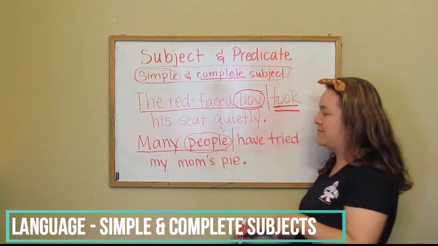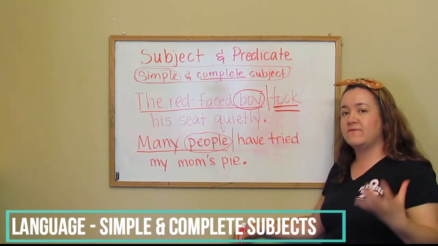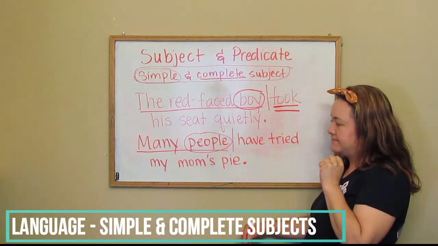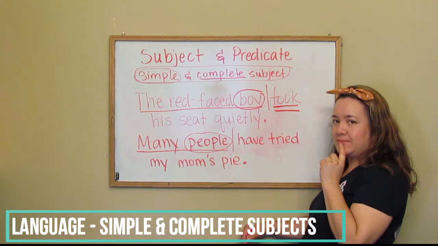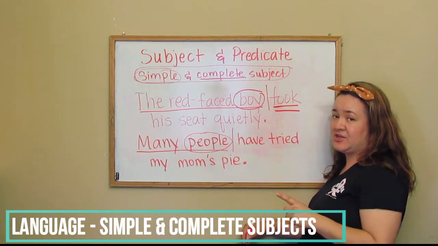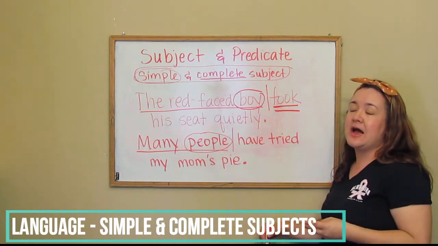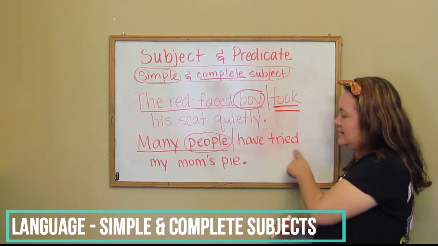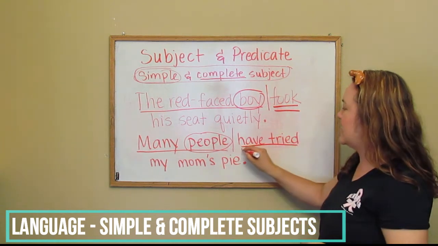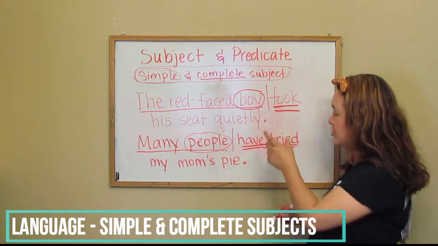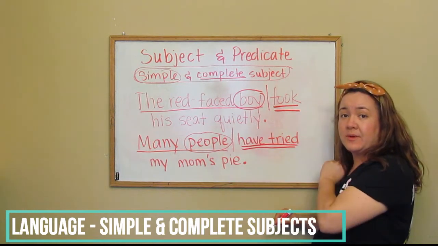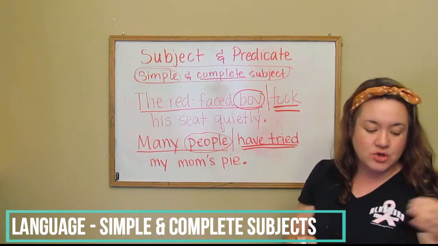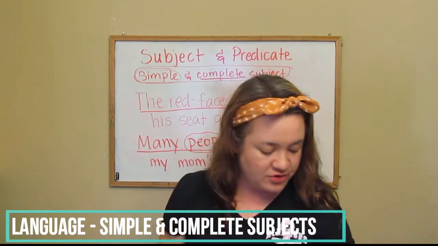Many people have tried my mom's pie. So the verb, it's hard. There's actually 2 verbs. Pick them out. I'll give you a hint. One is an action verb and another is a helping verb. It's going to be have and tried. So we're gonna double underline have and tried because those are both verbs that we want to underline. Okay, so you're gonna be adding that extra piece when you do Think B on page 132.